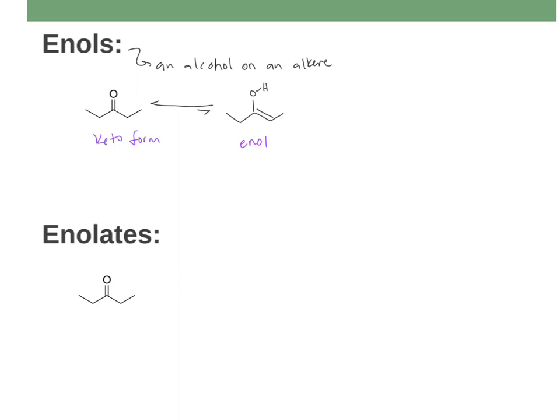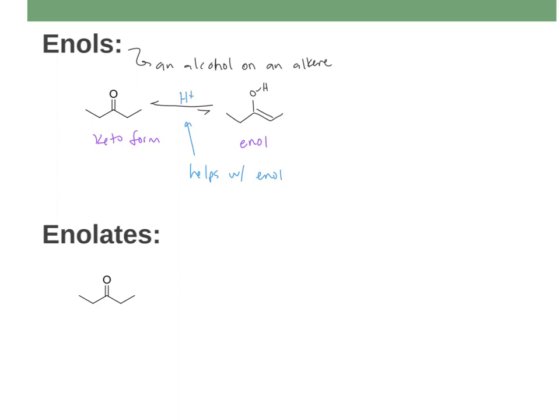What can help, though, is adding an acid. If you want an enol, and we'll see that in later videos, an acid helps with enol formation. It just makes the equilibrium slightly more favorable because you protonate that O. But we don't have to worry about that right now. We'll talk more about that when we talk about acid-catalyzed aldol reactions and acid-catalyzed alpha halogenations. For right now, I just want to remind you that an enol is when you have an alcohol on an alkene.